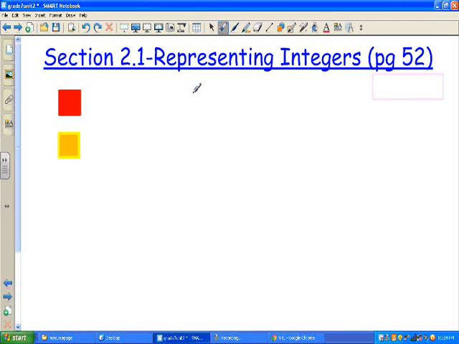Section 2.1, representing integers, deals with showing integers in a variety of different ways using integer tiles. First of all, we have a red and a yellow tile. The easiest way to explain it is that red will represent negative. Sometimes you'll see it like that, sometimes you just see the minus, but negative numbers. The yellow ones will represent positive numbers.